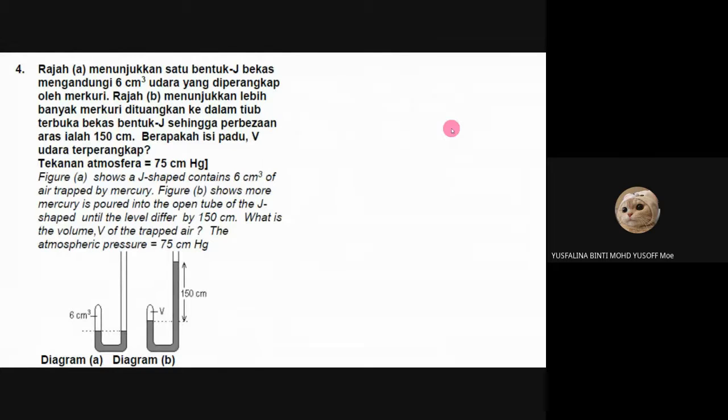Okay, anything you want to ask the teacher for number 1 until number 3? No. Okay, that one is because 75 plus 3. So there are two pressures acting on the volume there. It pushes down the volume. The first one comes from the atmospheric pressure, right? And the second one comes from the mercury itself. So you have to add 3.